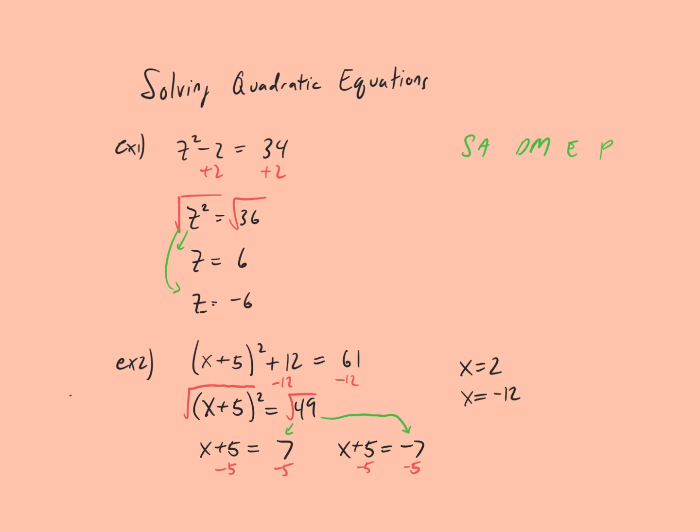And you can go back and check that, like 2 plus 5 is 7, 7 squared is 49, 49 plus 12 is 61. Well, negative 12 plus 5 is negative 7. Negative 7 times negative 7 is 49. 49 plus 12 is 61. So we can see that both answers do work.